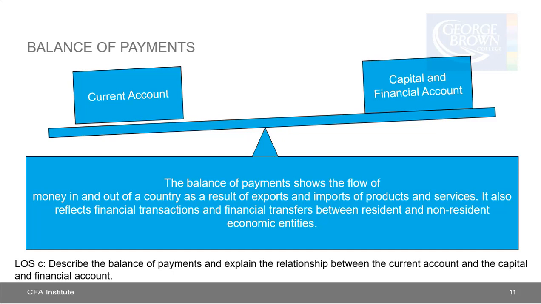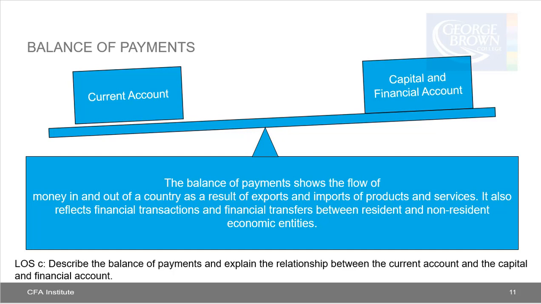Economic entities include individuals, companies, governments, and government agencies. Resident entities are based in the country, domestic, whereas non-resident entities are based in other countries, foreign. So analyzing a country's balance of payments helps in understanding a country's macroeconomic environment. Questions that can be answered include: how much does a country consume and invest compared with how much it saves? And does the country depend on foreign capital to fund its consumption and investments?